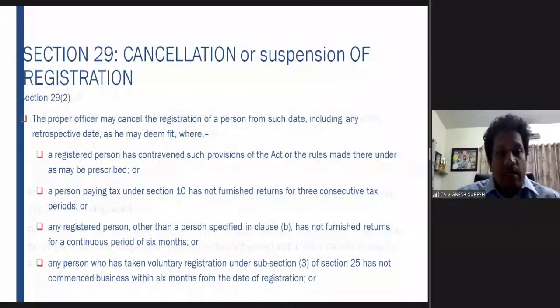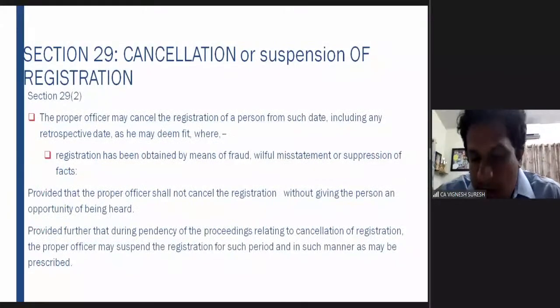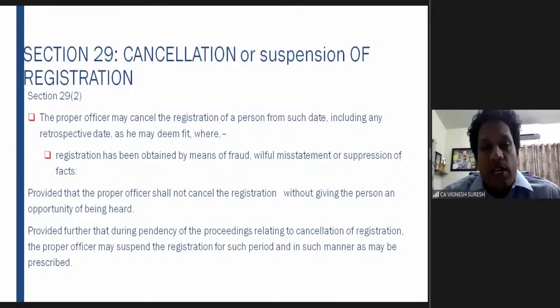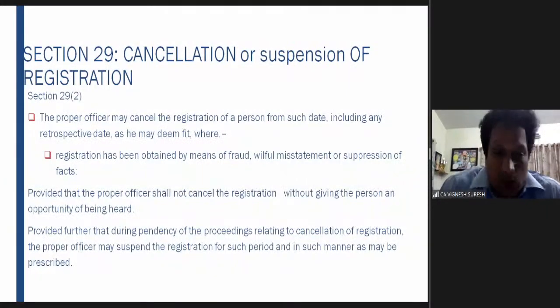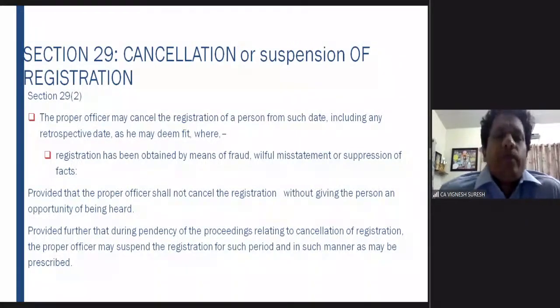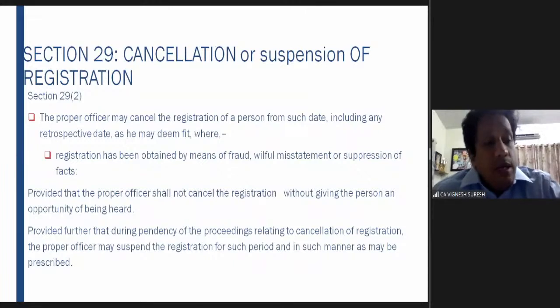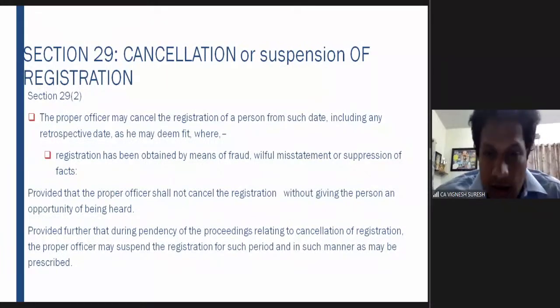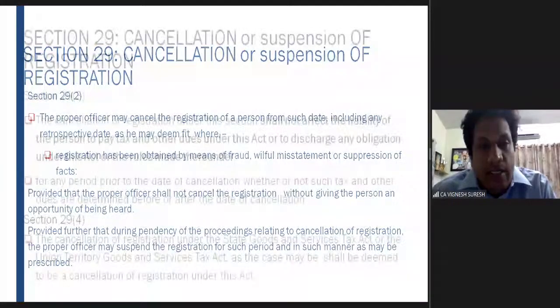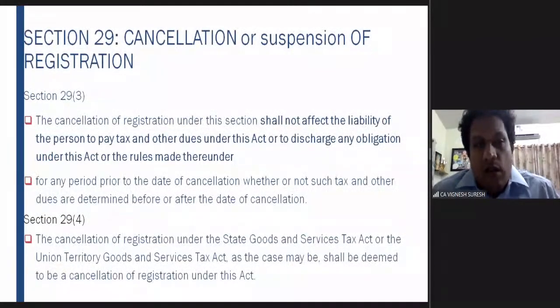So these are the cases where the registration may be cancelled, also where the registration has been obtained by way of fraud, willful misstatement or suppression of facts. Then also the registration can be cancelled. However, an opportunity of being heard has to be given to the respective taxpayer. The proper officer cannot cancel the registration without giving the person an opportunity of being heard. Very, very important. Also, during the pendency of the proceedings, he may temporarily suspend the registration till he decides whether the registration is to be cancelled or not.